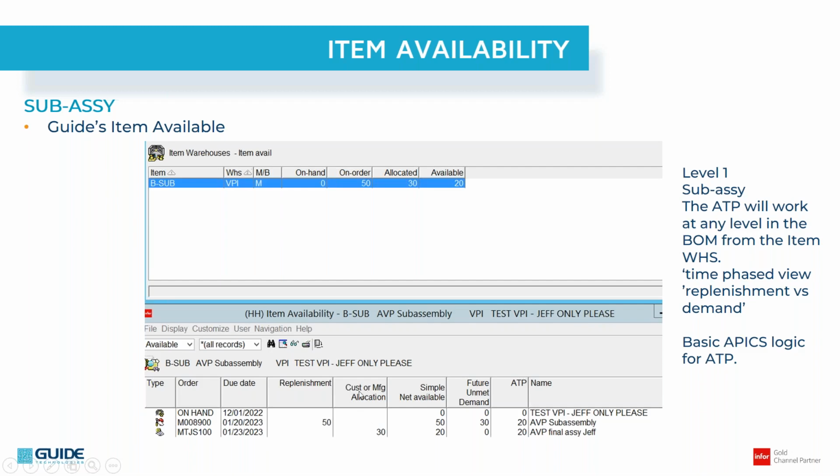That's why we call this column customer or manufacturing allocations, because it could be either one. Replenishment, we could relabel that to say purchase order or manufacturing order, but we recognize people understand what a replenishment order is. And then again, you end up with your ATP.